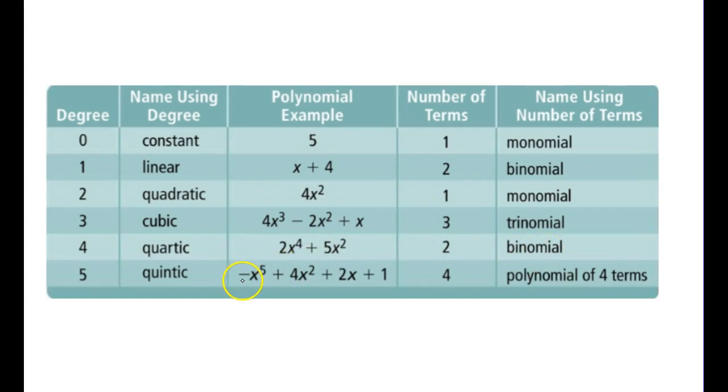And the last one, we have negative x to the 5th plus 4x squared plus 2x plus 1. Highest degree is 5. We call that quintic. We really don't work with this too often. Normally the highest we're going to go is 4, but we can be familiar with this. Quintic is a degree of 5. We have 3 addition signs separating 4 terms. If you have 4 or more terms, we're just going to call that a polynomial. So working on naming polynomials by the degree and the number of terms.